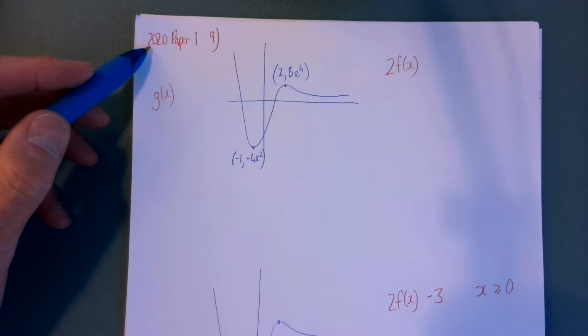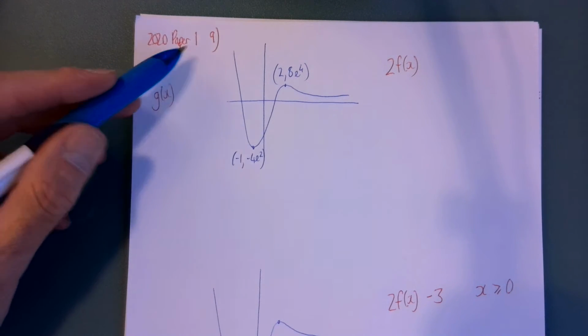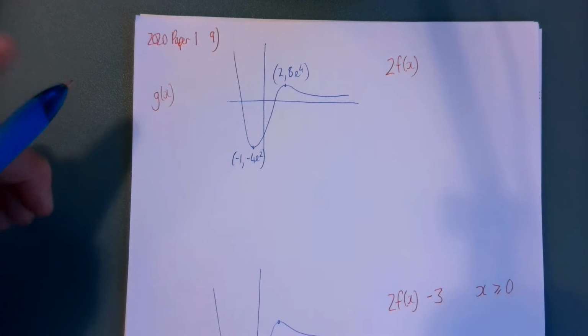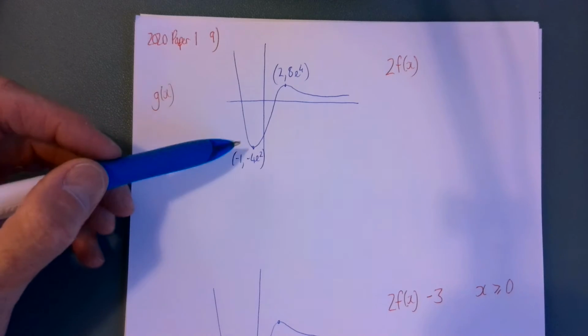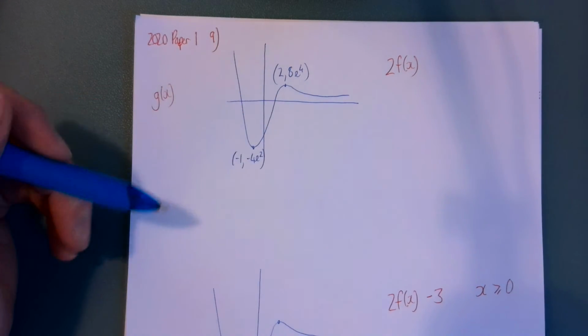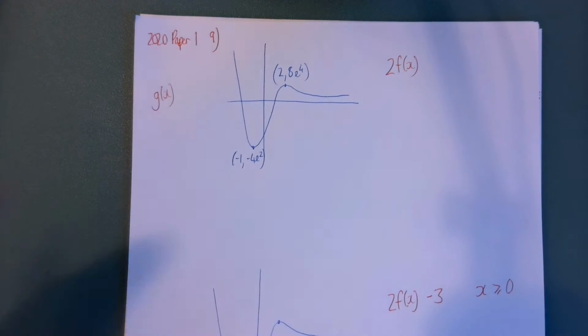Okay, so here's 2020 paper 1 question 9, and I want to talk specifically about the last part of the question. Earlier in the question you hopefully worked out the turning points of the function by differentiating it, factorising it, and asking when it equaled 0. And we're then asked about two variations on that original function.